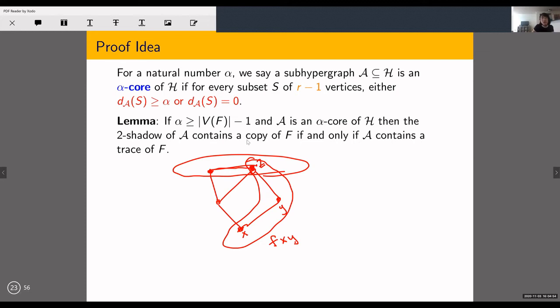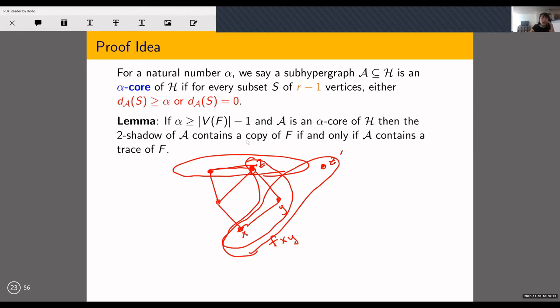And now we're going to use the property of the alpha core. The alpha core says if I pick some r minus 1 vertices, which I'll pick as everything except for z, then they have very high codegree. In particular, I can pick some edge here, where the last vertex, which is going to be replacing this z, let me call it z prime, lives outside of these vertices. And I just keep optimizing this way until I get a trace of F.